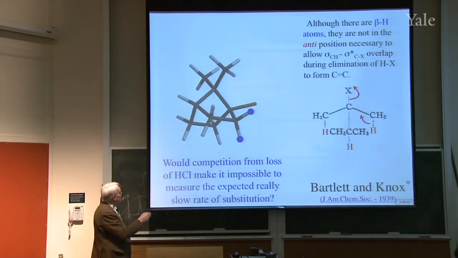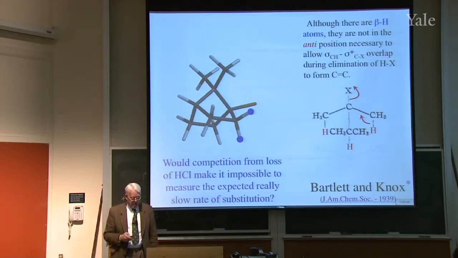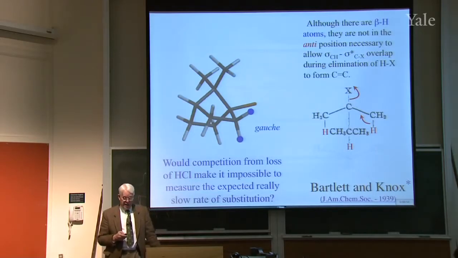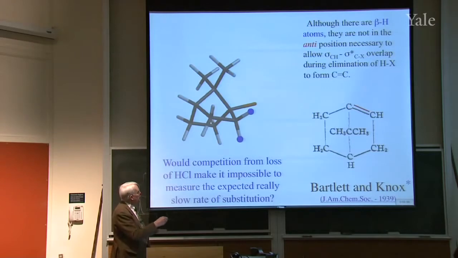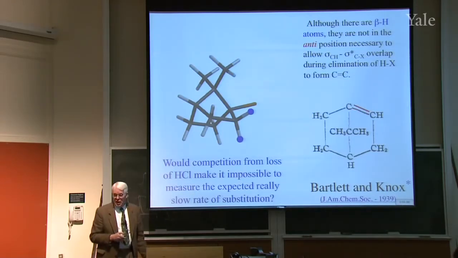But there are not hydrogens here, or here, or here, right? So you can't do the elimination. Those are gauche, not anti to the chloride that's going to be leaving, right? So, and even if you could break off H and Cl, this would be the double bond you would generate.